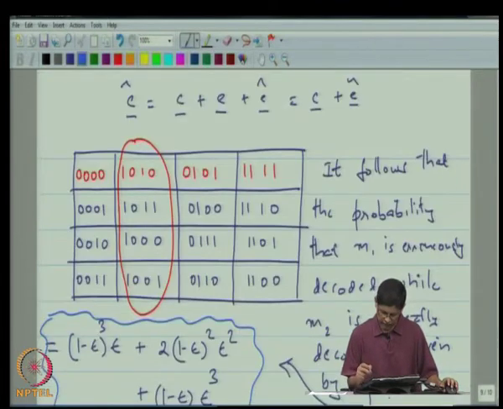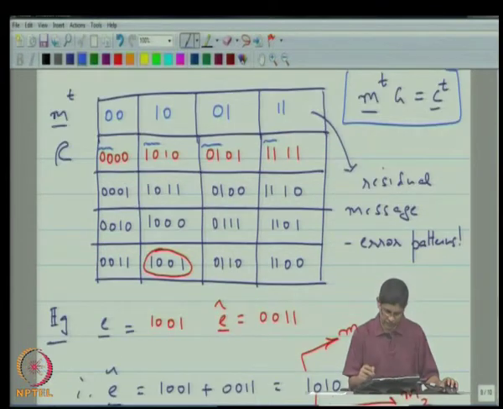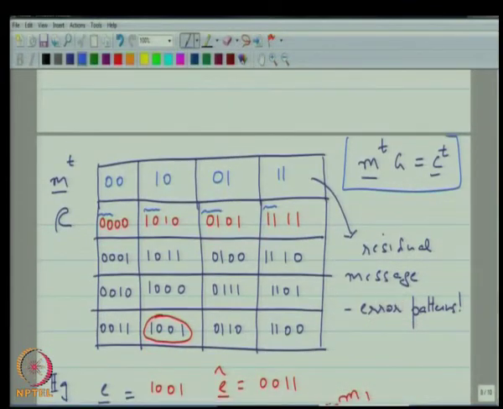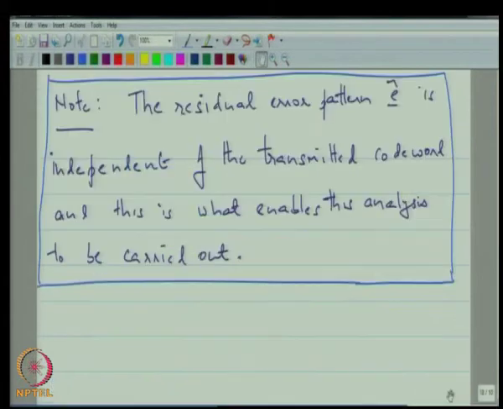Okay, so let's go back here. So when we did the analysis here, and I started saying, well, supposing this is the error pattern, then this will be your coset leader and this will be a residual error pattern. I never actually mentioned the transmitted code word because it turns out to be irrelevant. The residual error pattern is independent of the transmitted code word, and that's what actually permitted all of this analysis to be carried out. Okay.